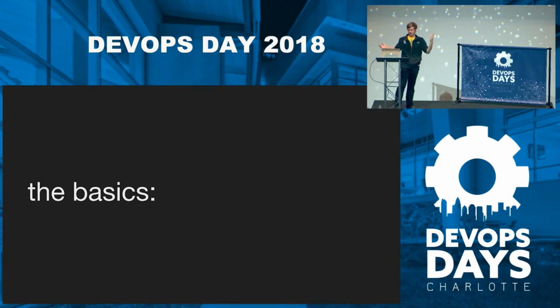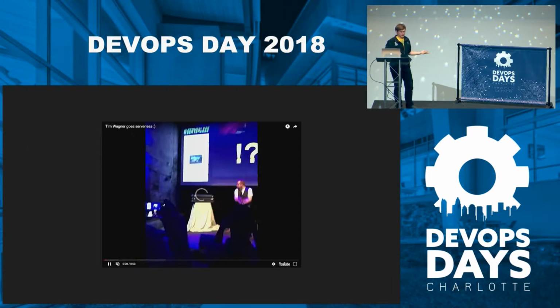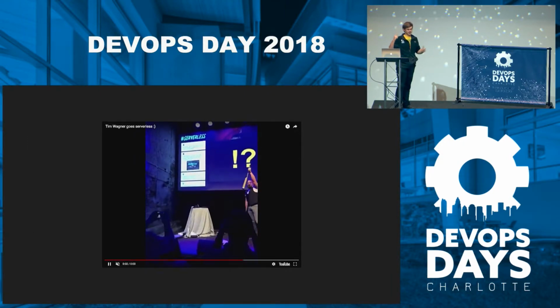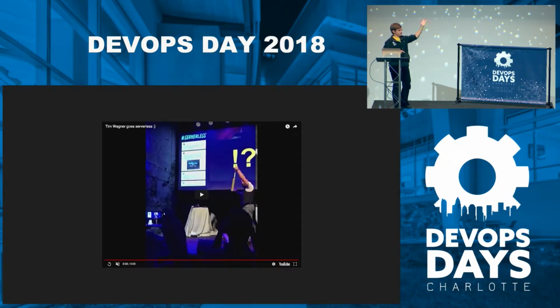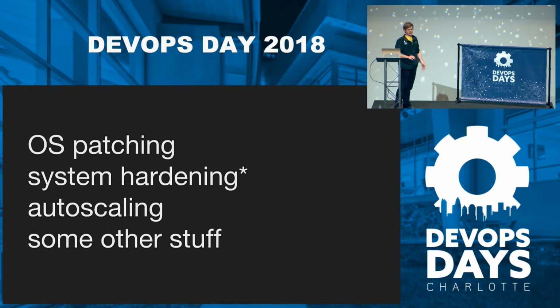Imagine that you've maybe never heard of Lambda or serverless or anything like this before. Lambda is Amazon's platform for what people refer to as serverless applications or architectures. This is somewhat of a misnomer because contrary to this video, which is at some point, general manager of Lambda smashing a bunch of servers, this actually means more servers than ever before. The key tenet of serverless is that you don't need to worry about a whole host of things that you did in other infrastructure platforms, such as operating system patching, system hardening, auto-scaling, and some other stuff too.